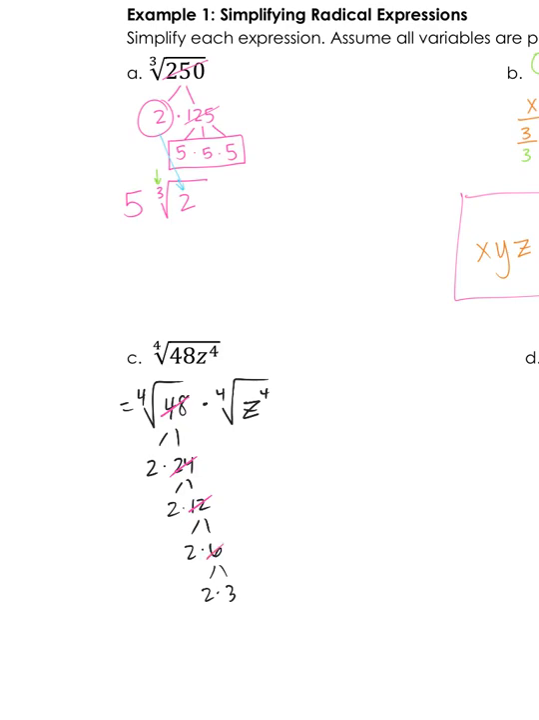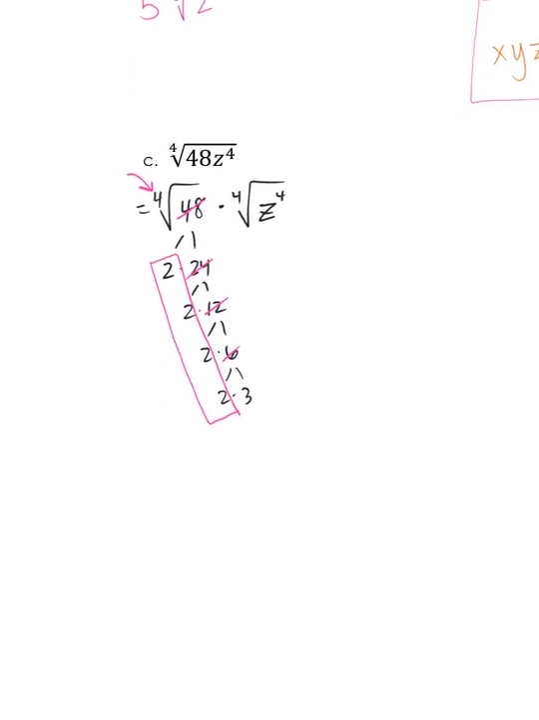So the important thing to note here is because of my index being 4, I need 4 of the same number in order to pull to the outside. So I have 1, 2, 3, 4 2s. So I'm going to put those together. And that number is going to come to the outside of my radical. And then what I have left over is this 3. That's going to stay inside. So that's the first part.